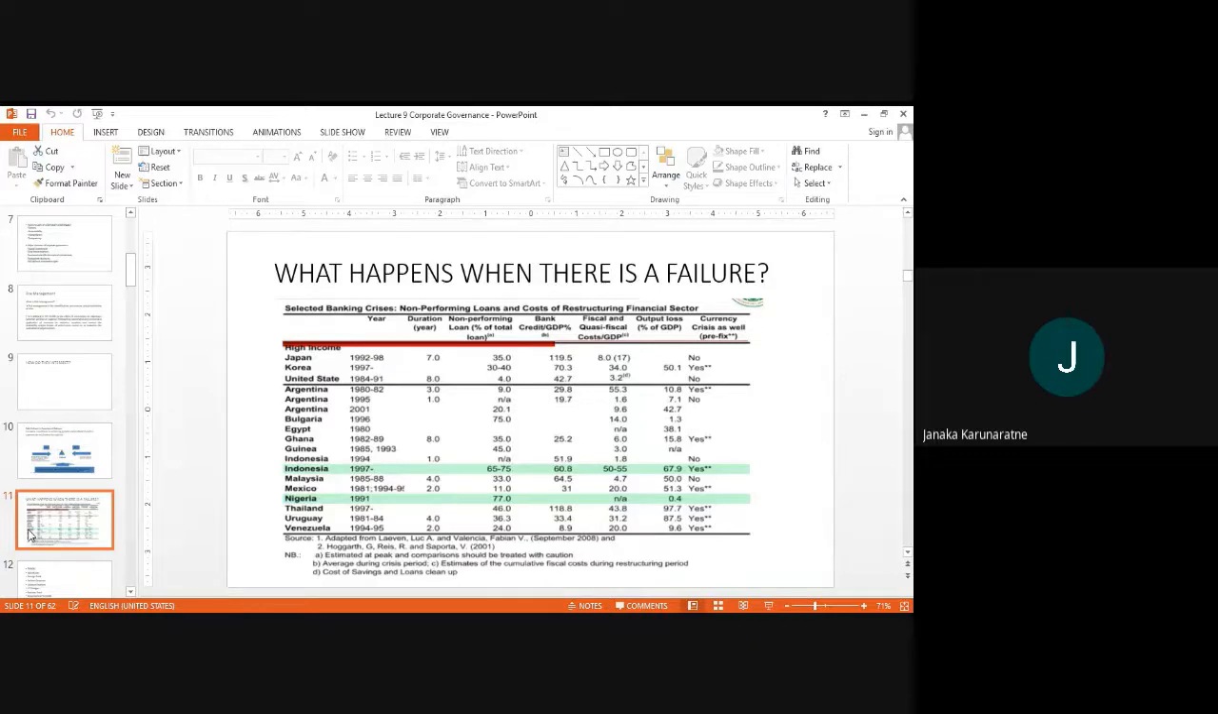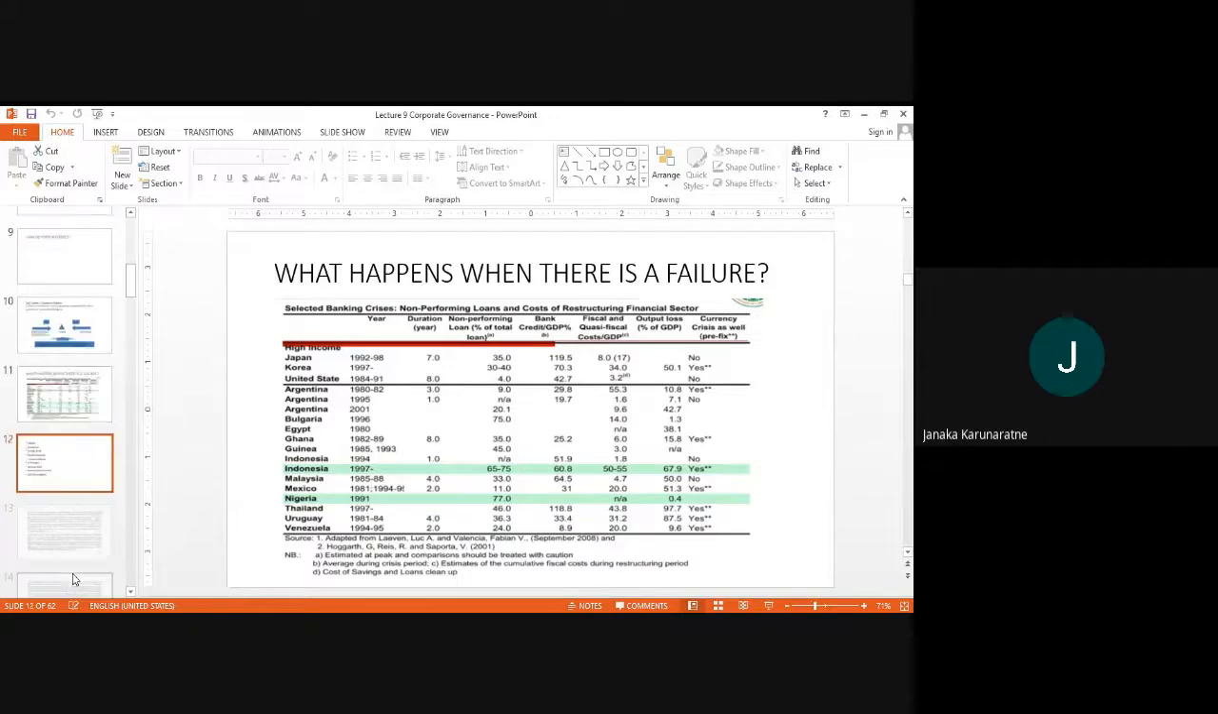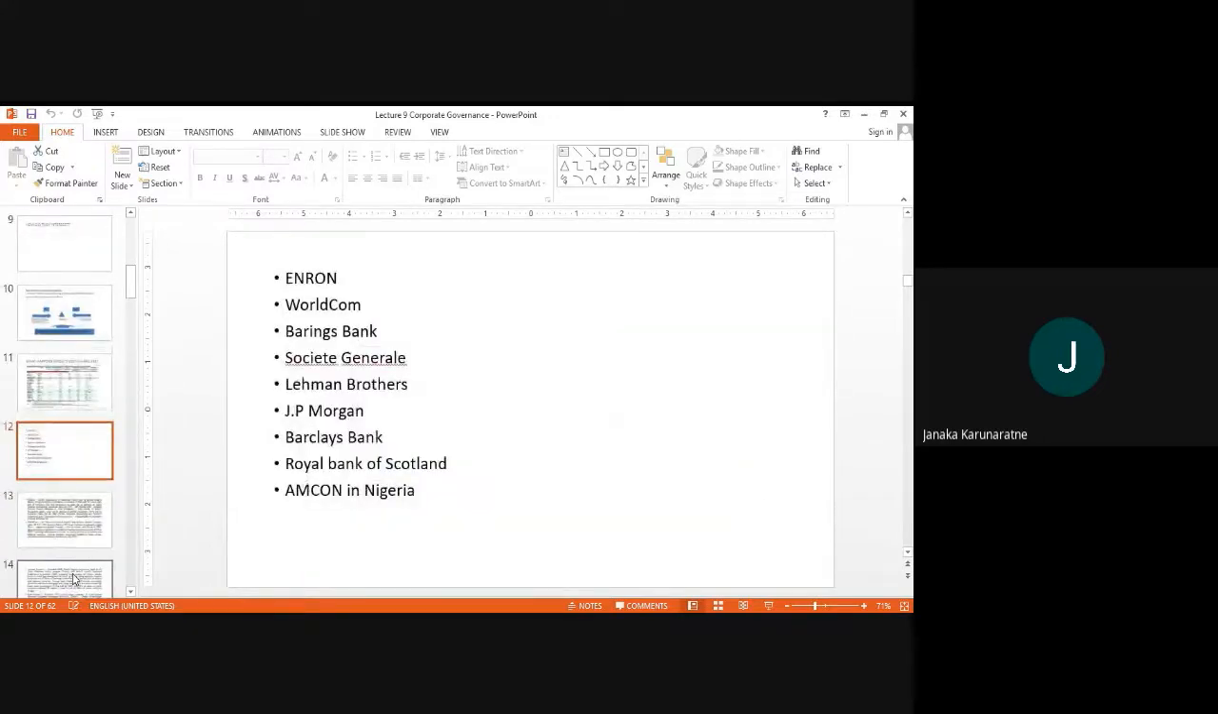I'm not going to discuss each and every one, but Argentina, Bulgaria, Egypt, Ghana, Guinea, Indonesia, Malaysia, Mexico, Thailand, Uruguay, Venezuela. So it covers almost everywhere in the world. When a crisis happens, what is the cost to the overall economy? And also in many cases, it has led to a currency crisis as well. If you look at the last three cases, Thailand, Uruguay, Venezuela, that almost led to a currency crisis. So this is the significance of the failure of a financial institution or any other institution.